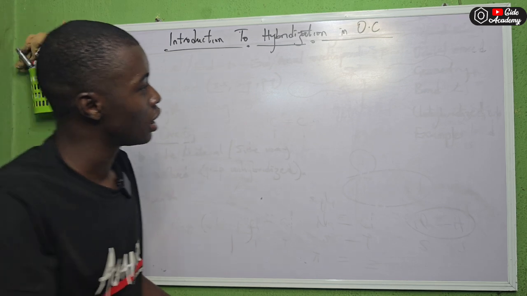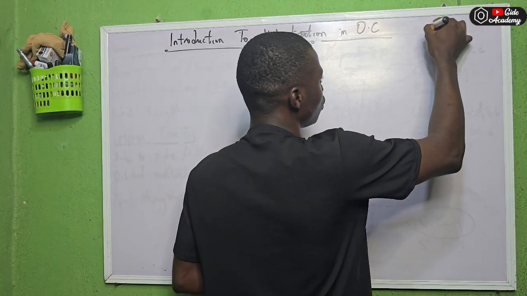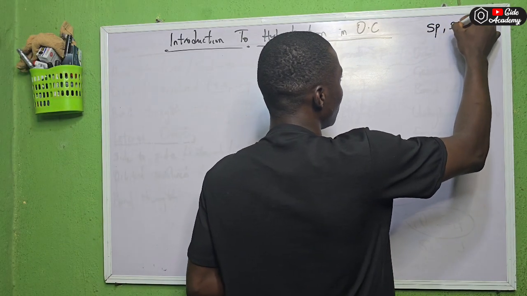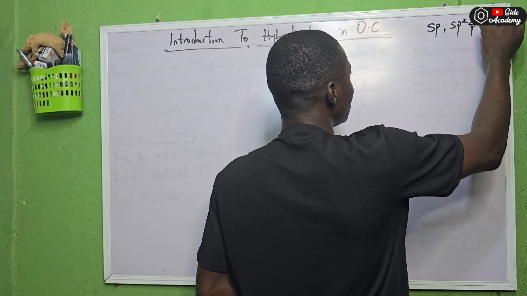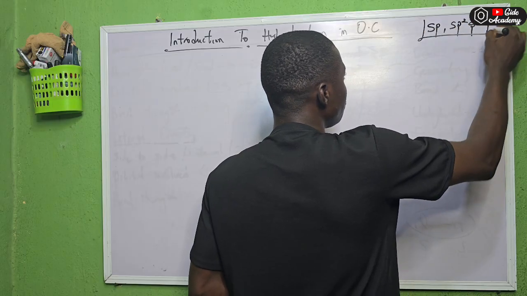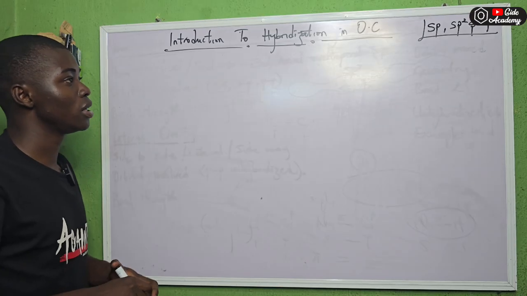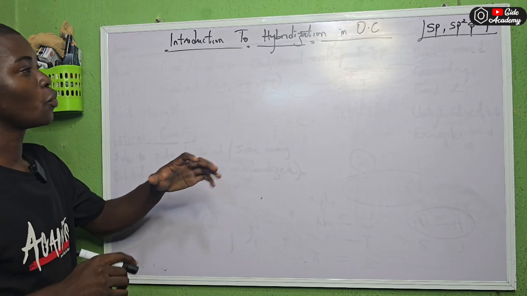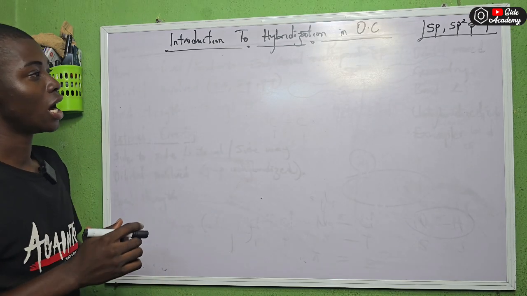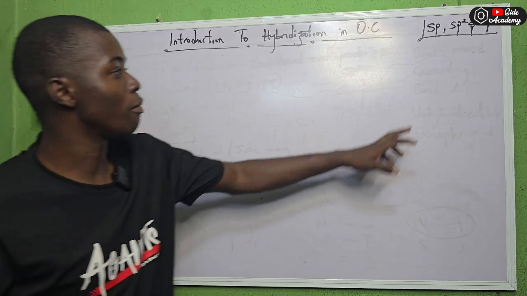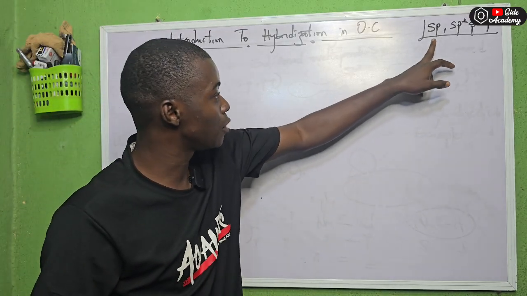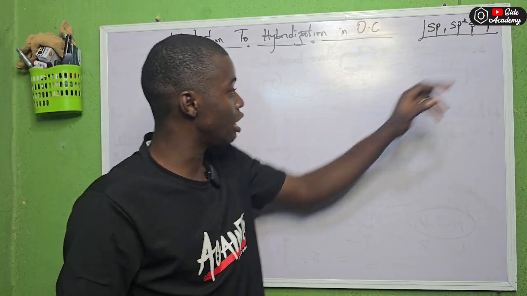Please, there are three kinds of hybridization in organic chemistry: the sp, the sp2, and the sp3. These are the three major types of hybridization in organic chemistry. So please, for all of us who are not really that conversant with hybridization, I'm going to explain how we came about with the sp, the sp2, and the sp3.